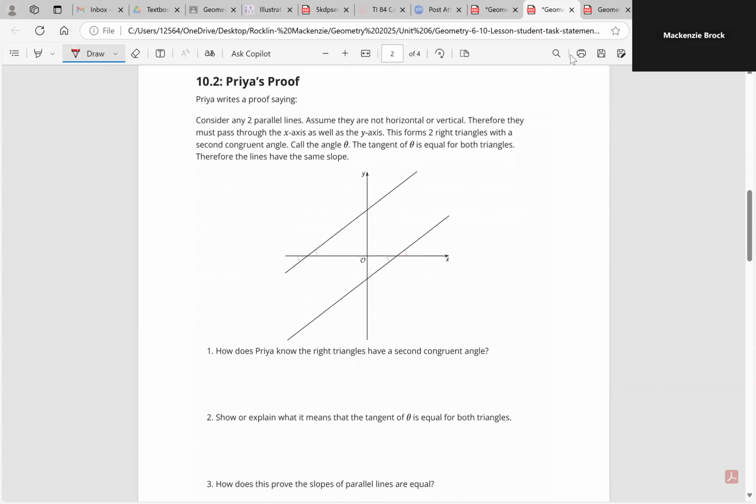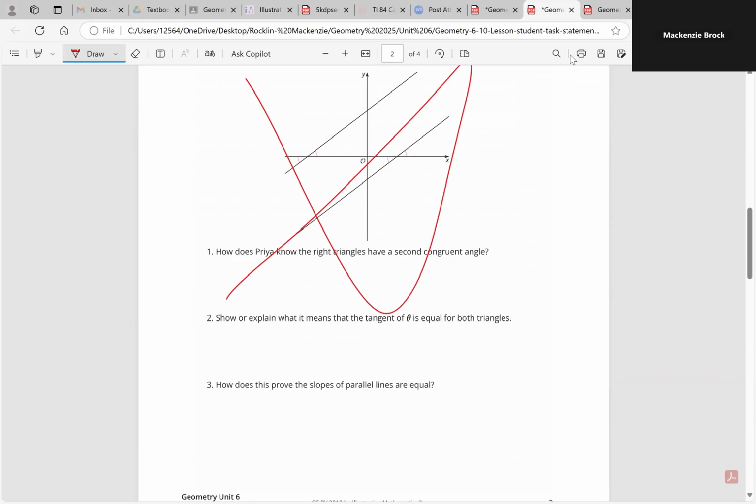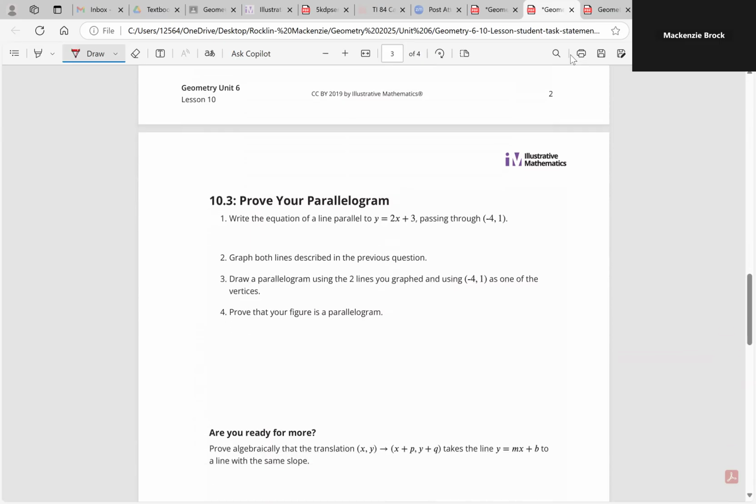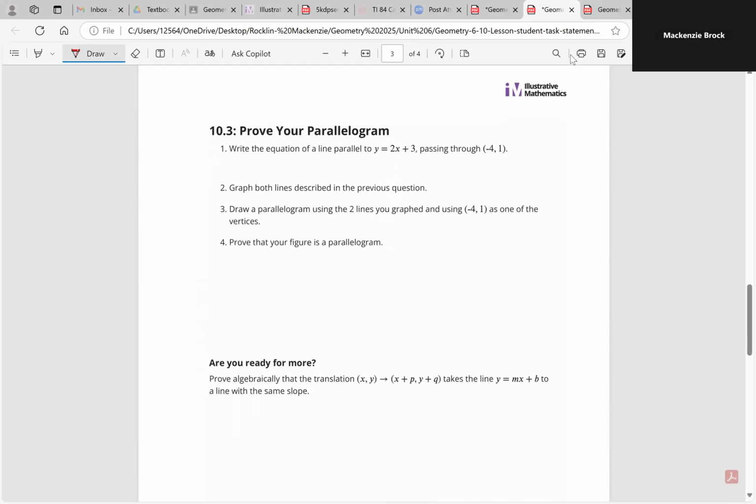Okay, so this page, again, I'm going to go off on my own thing here. We're going to do number one, and then I'm going to add some problems. It says write the equation of a parallel line to y equals 2x plus 3 passing through the point -4, 1.